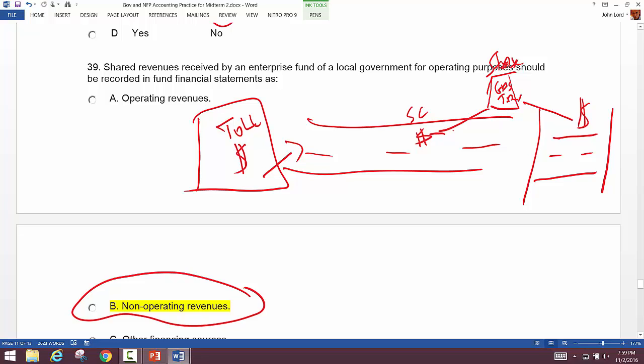So the toll road is operating, but this gas tax is going to be what? Non-operating. It's a shared revenue, so it's non-operating.